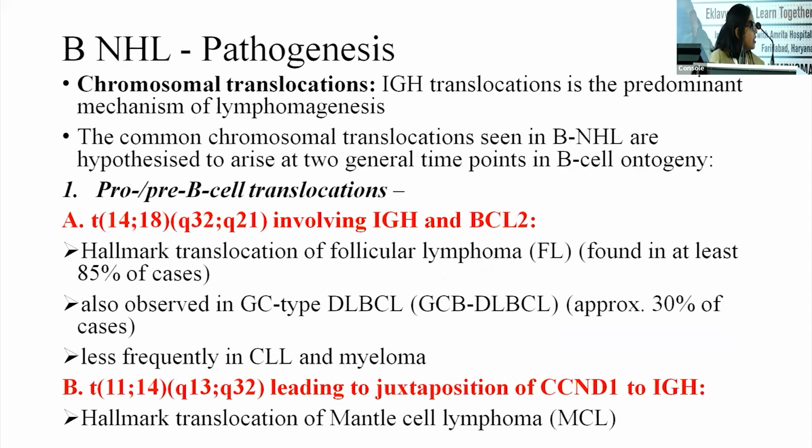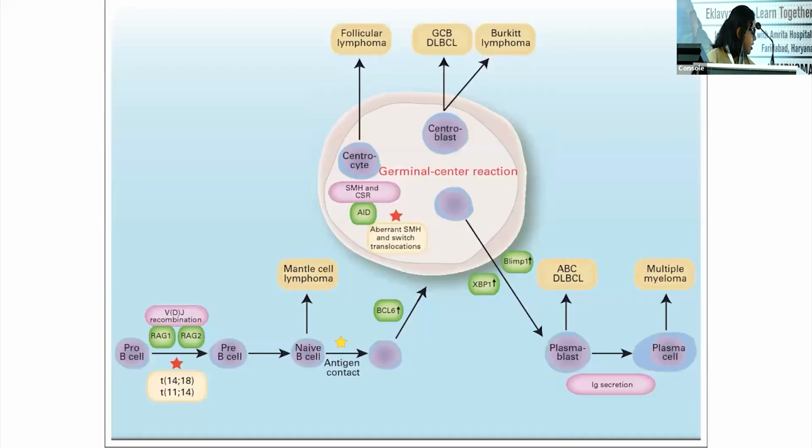These are the various chromosomal translocations, which are again a predominant mechanism in lymphomagenesis, and they appear at two different stages, at the pro or pre-B cell stage. Here we can see that in the very initial stages, from the pro to pre-B cell transformation, translocation 14-18 and translocation 11-14 occur, along with the VDJ recombination mediated by RAG1 and RAG2 genes. And t(11;14), as all of us know, is the hallmark of mantle cell lymphoma. I'm not going into the detail because we are dealing with them one by one in the pathology and molecular pathogenesis, so I'm not going into the details of this pathway.